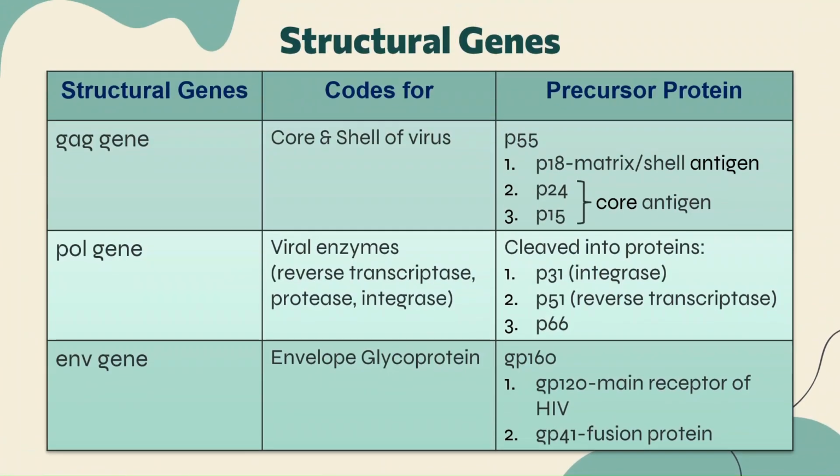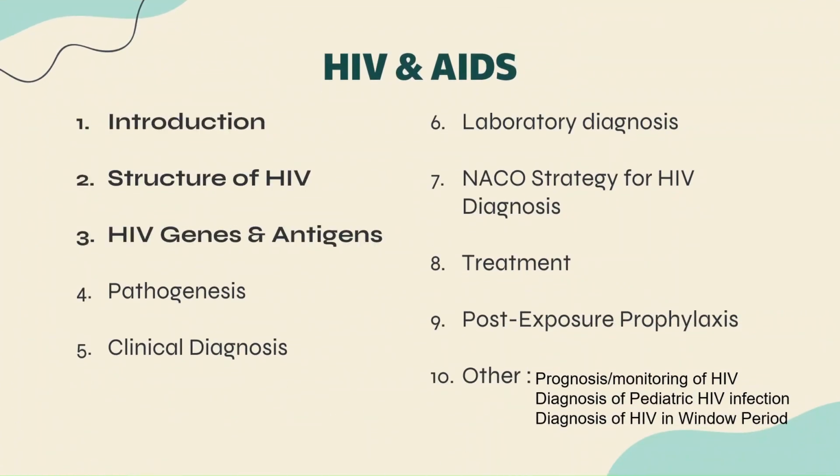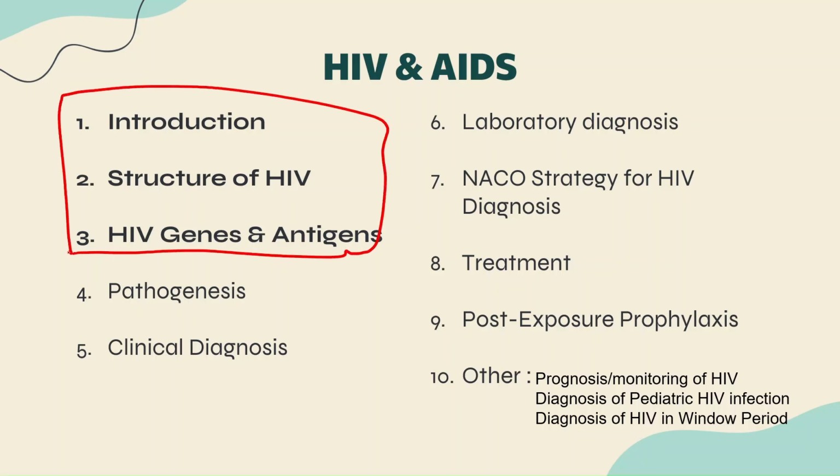So that was all about the structural genes, guys. We have covered a lot of topics: the introduction, the structure of HIV, and the HIV genes and antigens. So the first three topics are done. That is it for this session, guys. In the upcoming session, I will cover the pathogenesis and clinical diagnosis, and the subsequent topics.